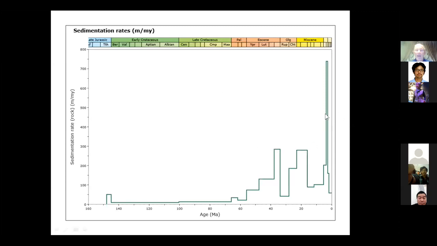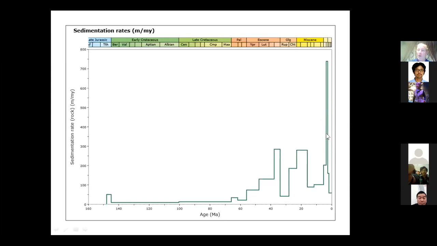We're high right here and here, extremely high here. And so we would conclude that probably there's either an increase in accommodation space at those times or there's an increase in sediment supply. So now we're on the trail to figuring out how to understand these.